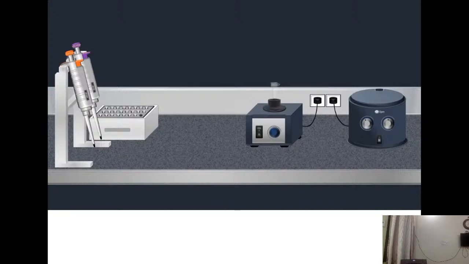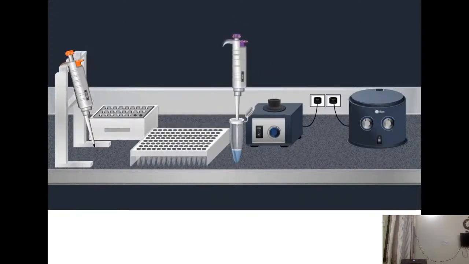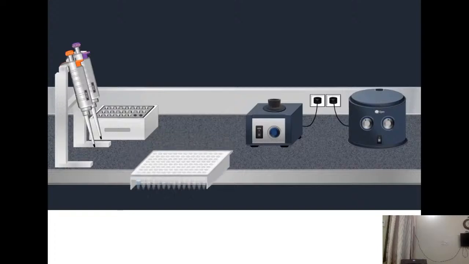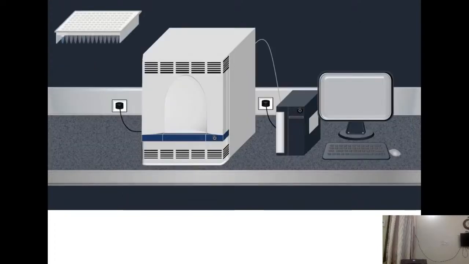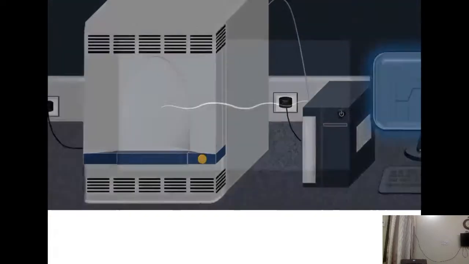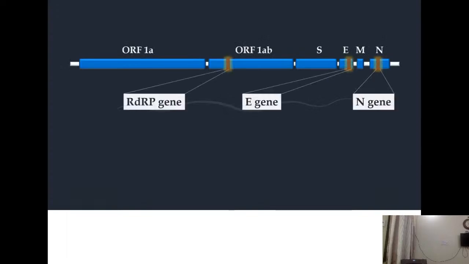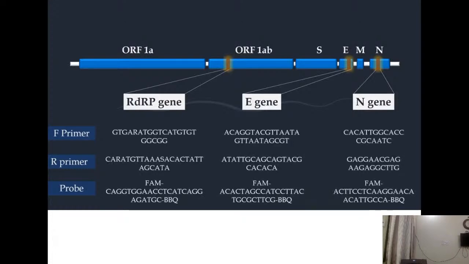Then the reaction mixture is loaded into a PCR plate, which generally contains 96 wells, allowing the analysis of several samples at the same time. Next, the plate is placed in a PCR machine, which is essentially a thermal cycler. Real-time RT-PCR is used for the detection of the new coronavirus 2019, by the amplification of target sequences in the RdRp gene, the E gene, and the N gene. The choice of the target gene depends on the primers and the probe sequences.